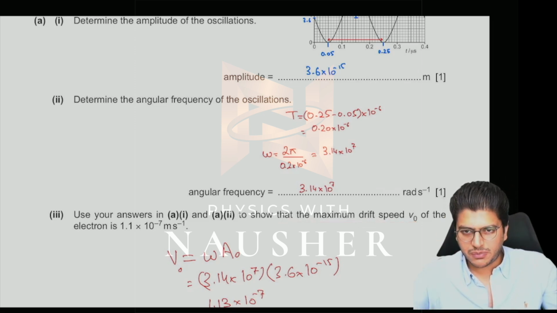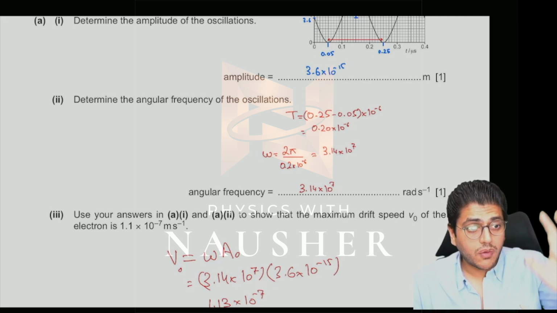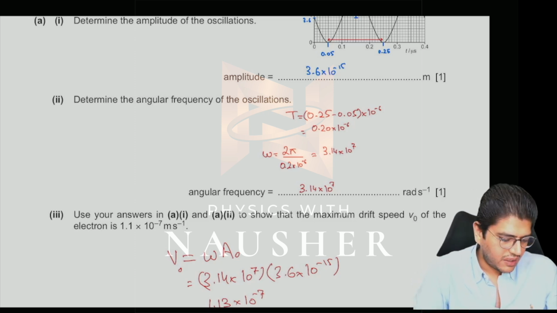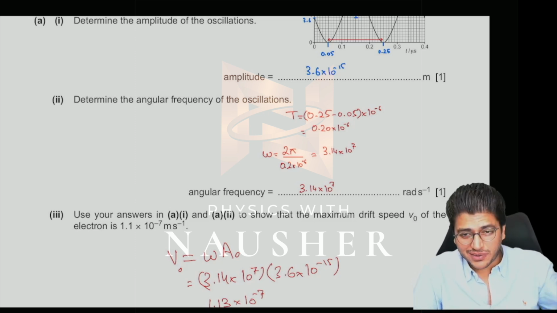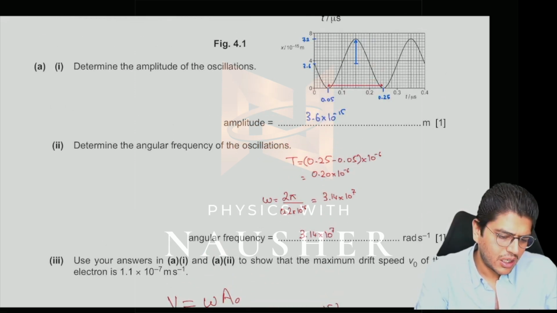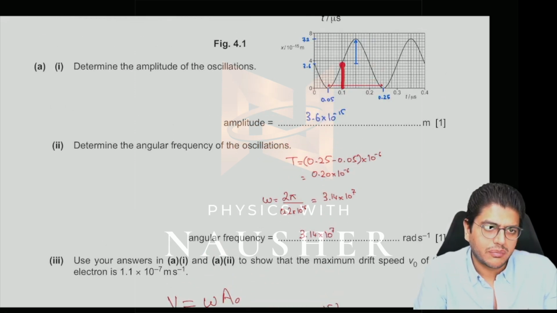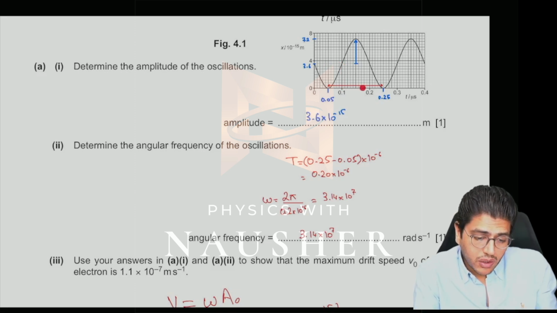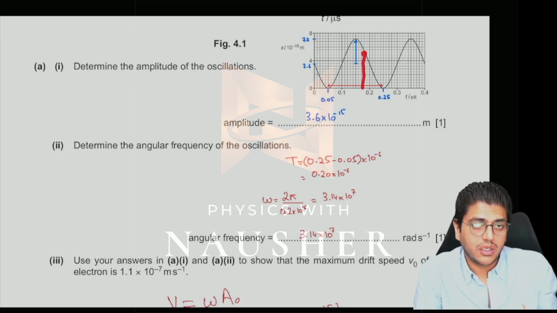Now, maximum speed will always have this formula: V naught is equal to omega A naught. I think this is the easiest thing that you should know. And if they ask you for speed at any other instant, they will definitely tell you, for example, what is the speed at this time? What is the speed of the molecule at this time? They could ask you that question.